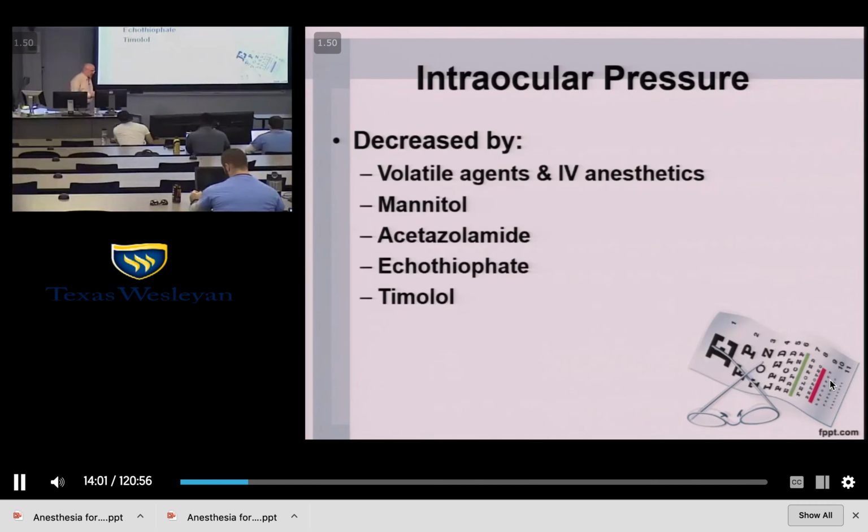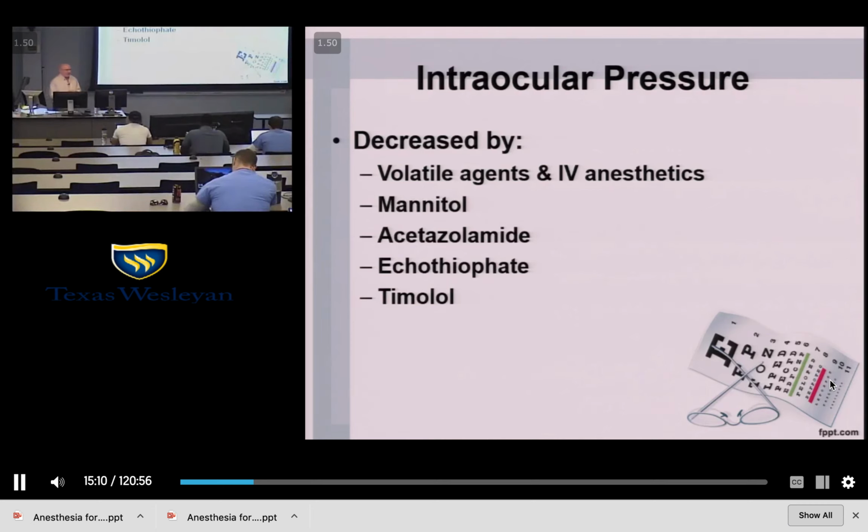Things that decrease intraocular pressure are volatile anesthetics or IV anesthetics that we deliver. Those have a dose-dependent reduction in intraocular pressure by 30 to 40% or so. Mannitol will decrease intraocular pressure for up to 5 to 6 hours. Acetazolamide will also decrease it because it's a carbonic anhydrase inhibitor. It's used to treat glaucoma, so it chronically decreases intraocular pressure. Because it is a carbonic anhydrase inhibitor, it can cause an alkaline diuresis, which could make your patient hypokalemic, with potassium depletion.